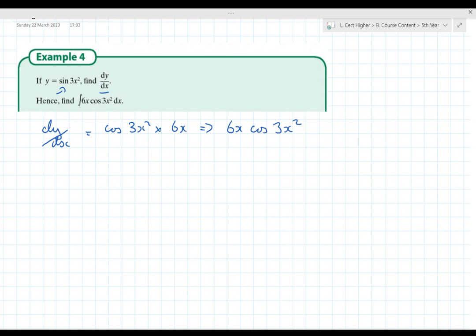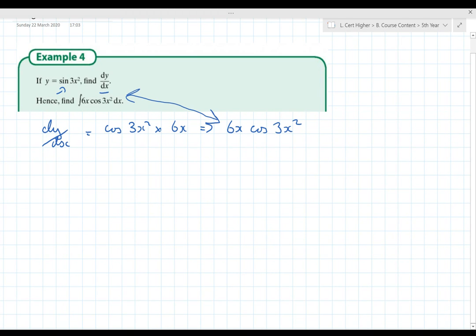The second part of the question then says, hence find the integral of 6x cos 3x squared with respect to x. And you notice that the integral we're finding is just the same function as the derivative. Now remember, integration reverses differentiation.